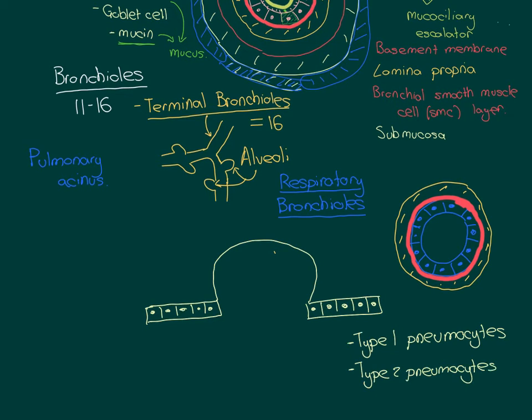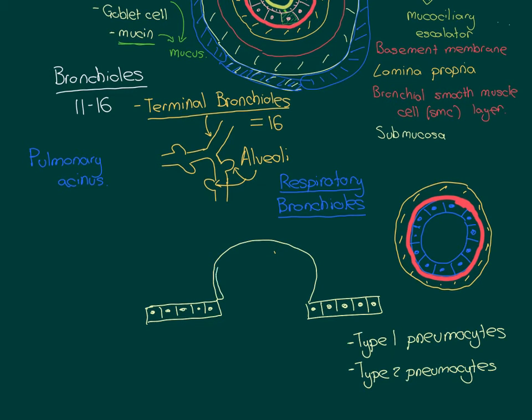They have a more cuboidal or even columnar shape. And these epithelial cells are the ones responsible for secreting surfactant, which is important for keeping the alveoli open. So let me just draw some of these on now.